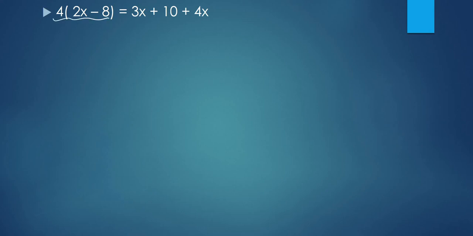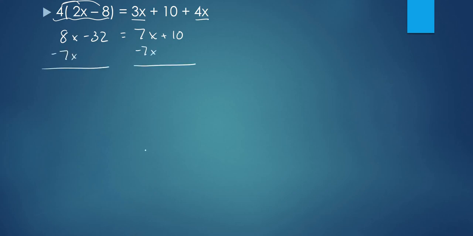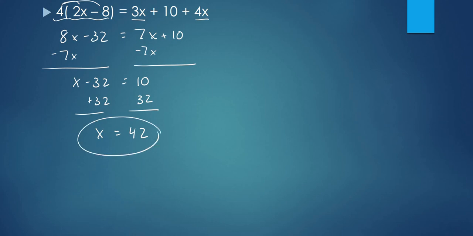All right, now in this case, the left side does need simplification. I can distribute, and I will get 8x minus 32. The right side also needs some simplification because I can combine terms here and get 7x plus 10. Again, I'm going to move my variables to the left. Negative 7x, negative 7x. That will give me 1x minus 32 equals 10. I'm now going to add my 32 to both sides. And in this case, I'm finished because I have x equals 42.